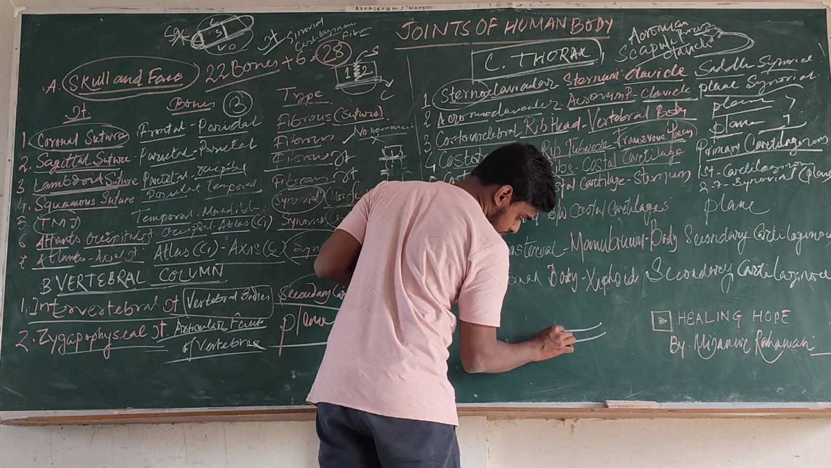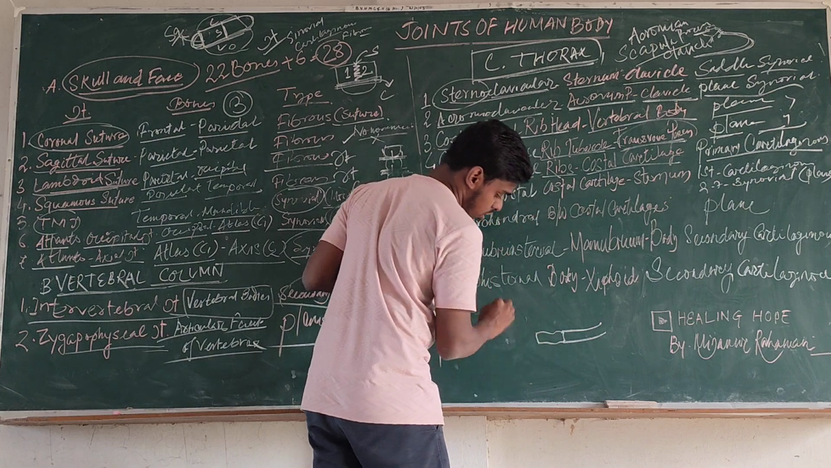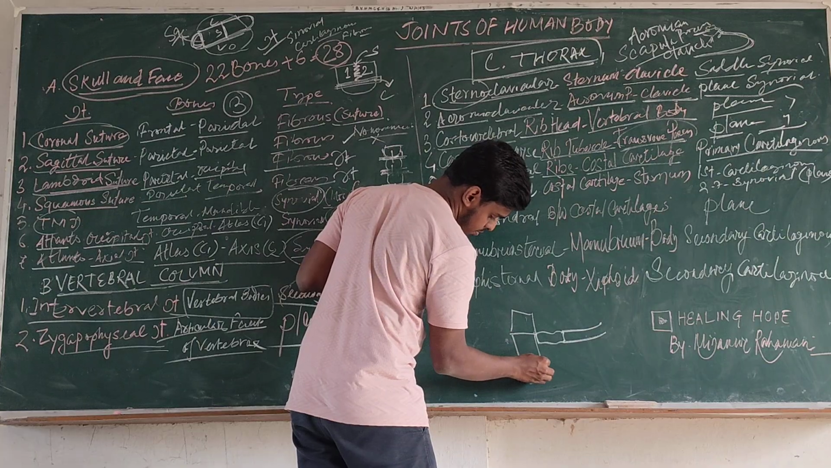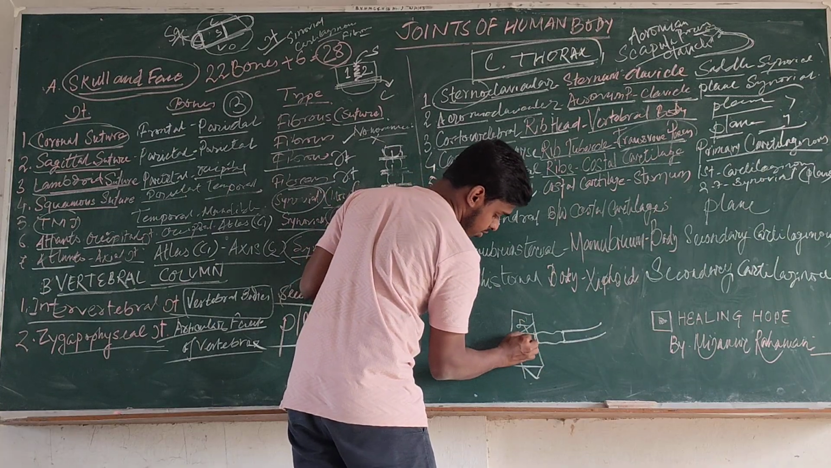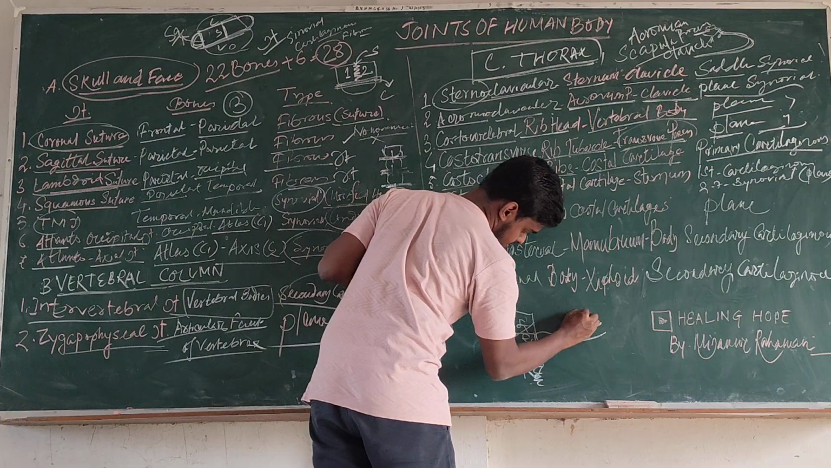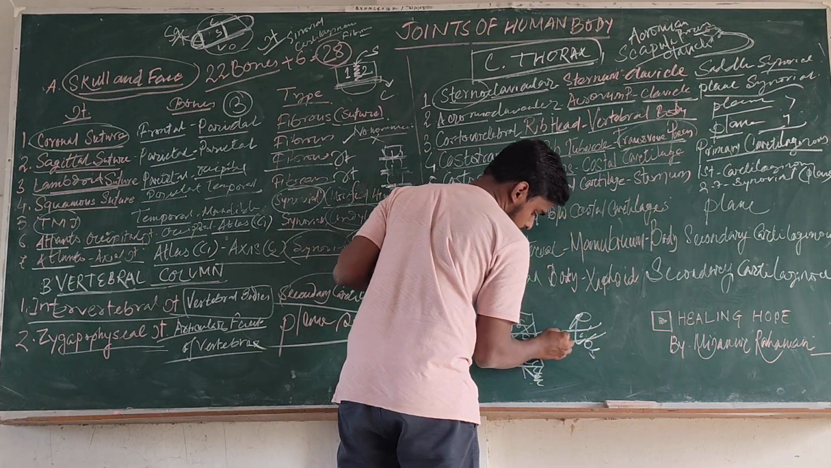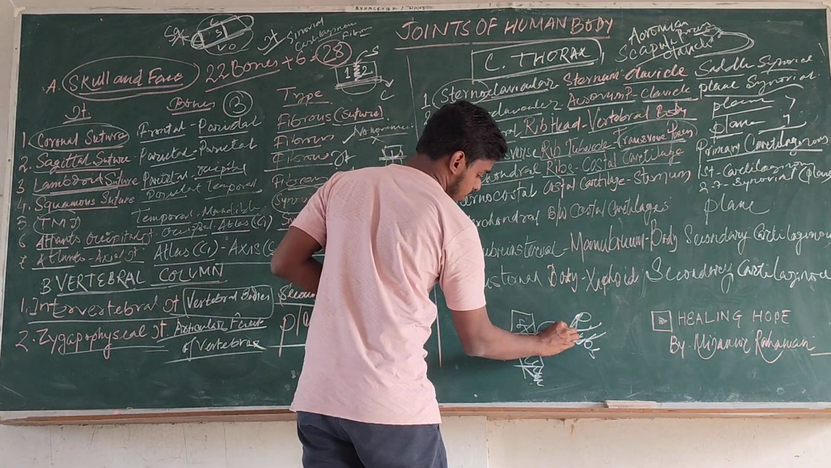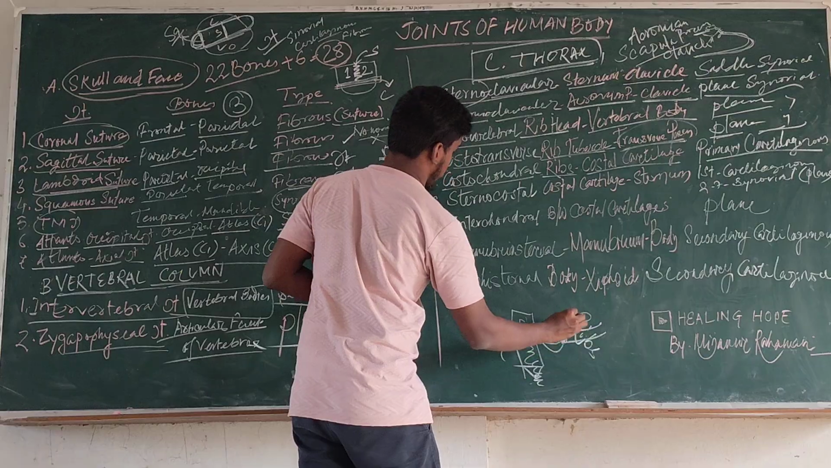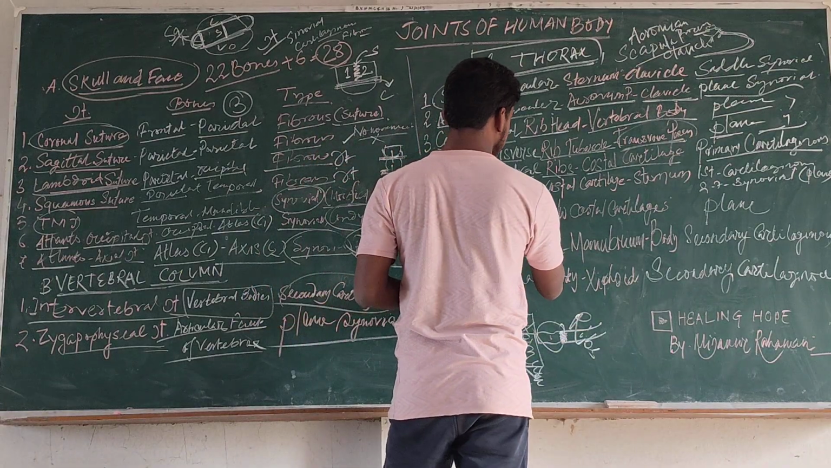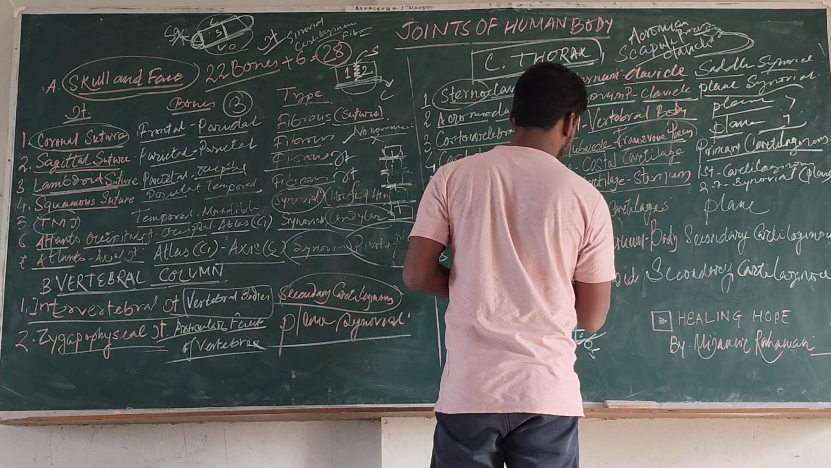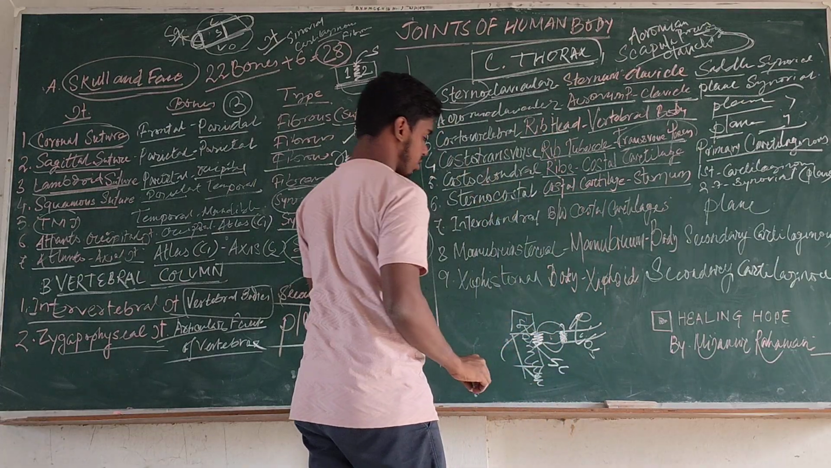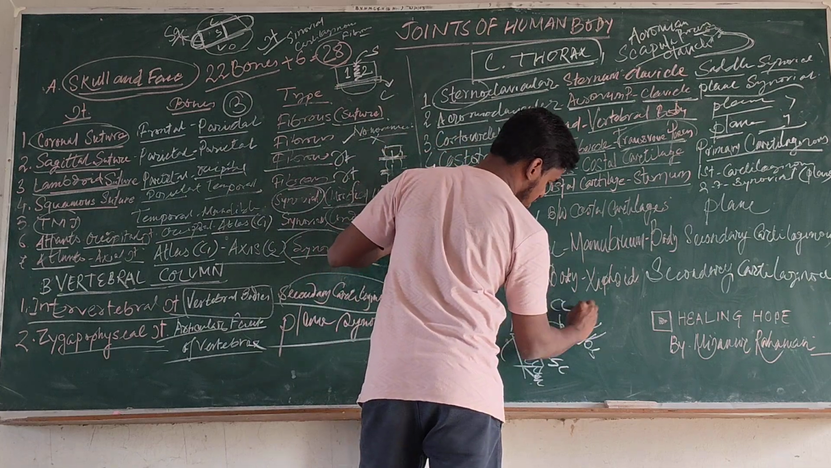So this is the rib. This one is the costal cartilage. And this one is the sternum. This is the joint between the rib and costal cartilage, the costochondral. Then sternocostal. This is the costal cartilage and sternum. So this one is sternocostal and this one is costochondral.